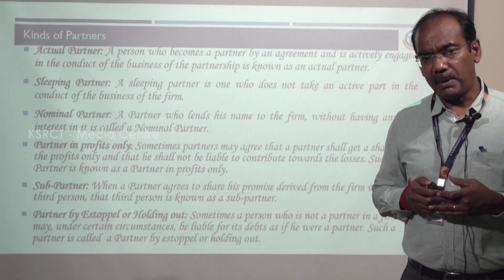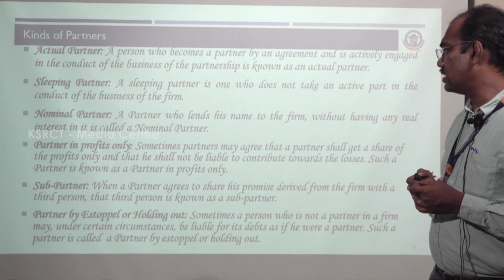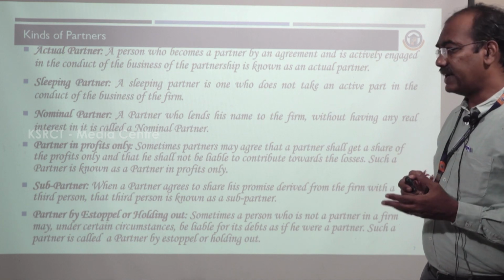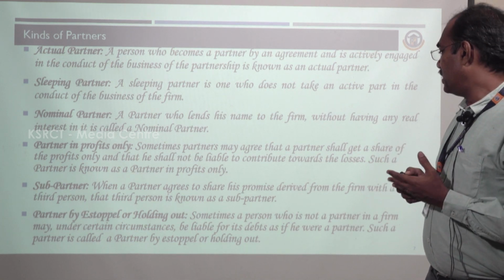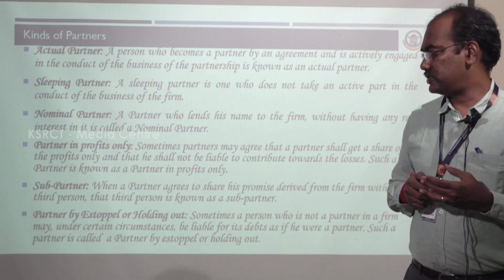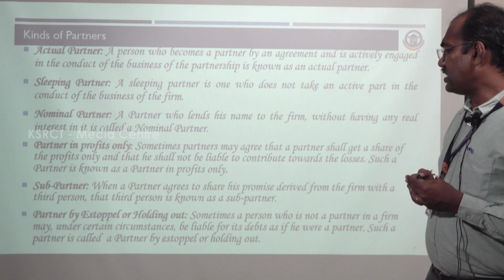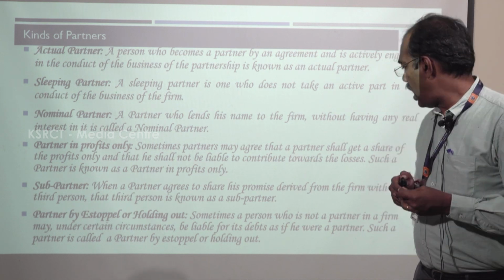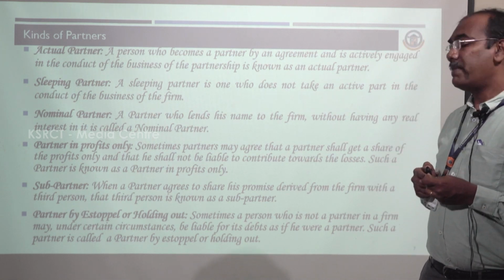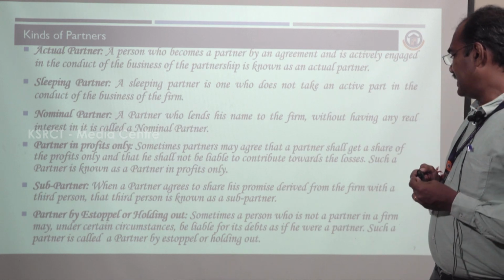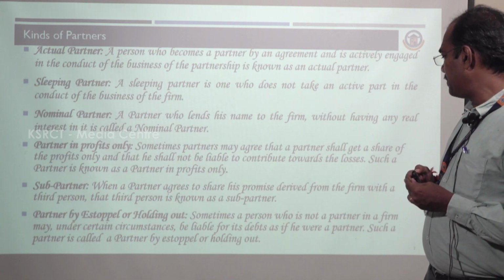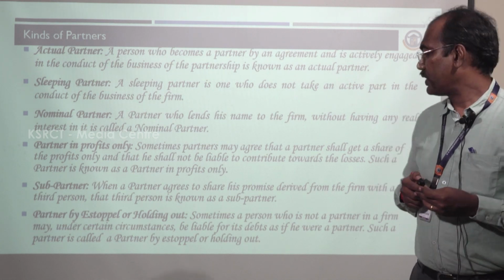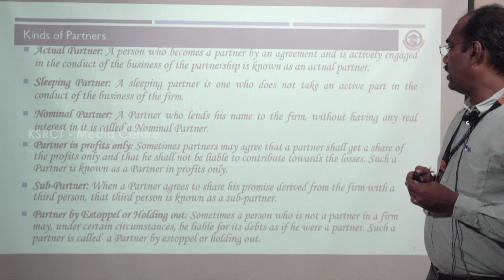Then there is another type of partners, called sub-partners. When a partner agrees to share his profits derived from the firm with a third person, that third person is known as a sub-partner. Then finally, a partner by estoppel or holding out. Sometimes a person who is not a partner in the firm may, under certain circumstances, be liable for debts as if they were a partner. Such a partner is called a partner by estoppel or holding out.